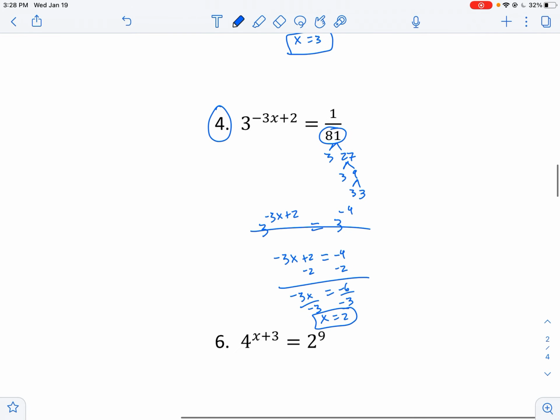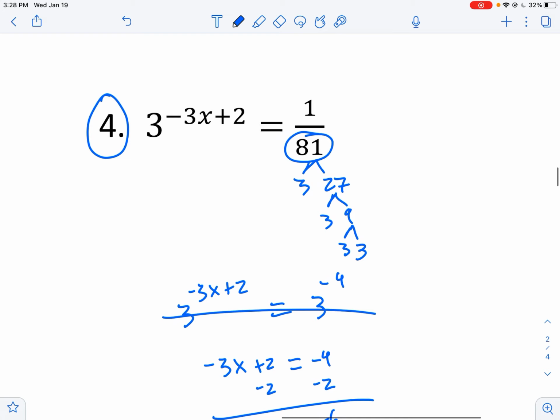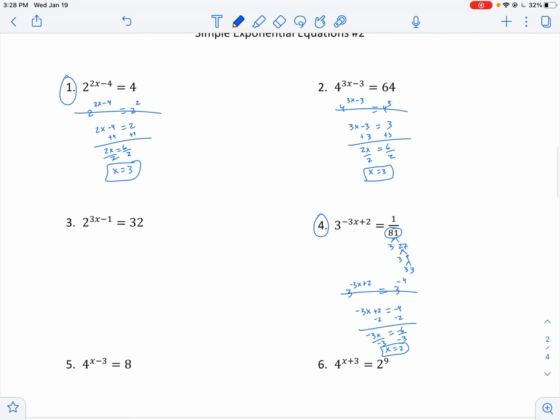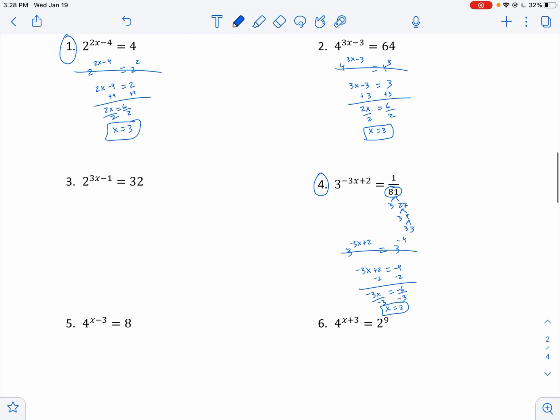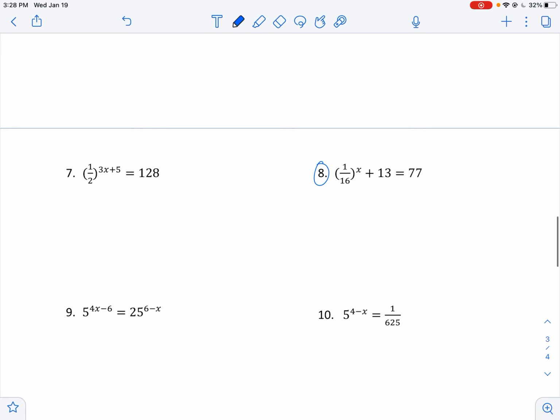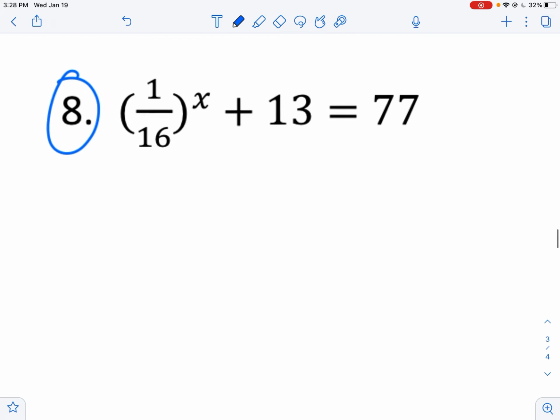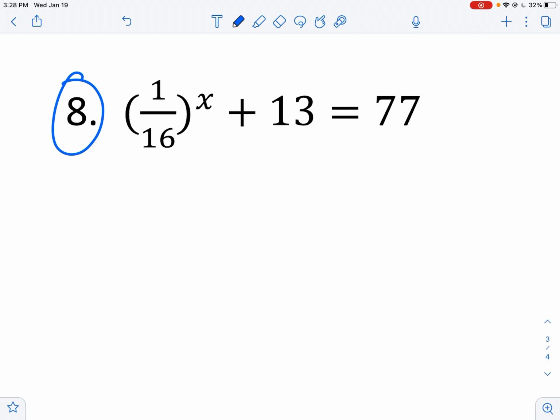If it's got a fraction, just realize that the exponent has to be negative. All right, so we've done that. Now we're going to do one more extra level of complexity dealing with this concept. So we're going to go to the next one. We're going to go to 8. We're going to do a little bit of solving.